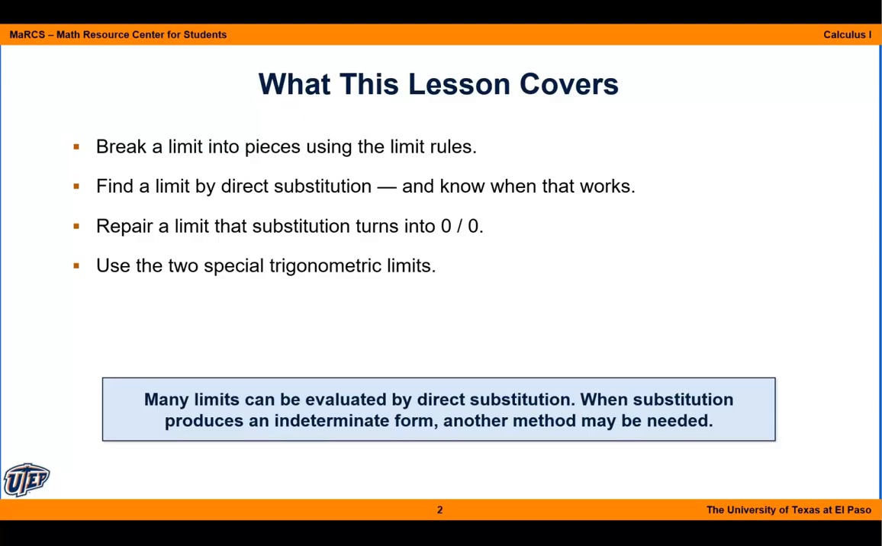We will then examine limits that produce 0 over 0. Remember that 0 over 0 is not an answer. It is an indeterminate form telling us that the expression must be rewritten before we can evaluate the limit. Finally, we will introduce two special trigonometric limits. Many limits can be evaluated by direct substitution. When substitution produces an indeterminate form, another method may be needed.